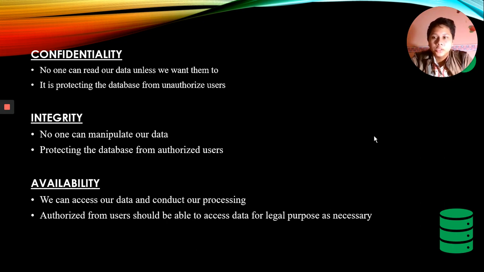The second one is integrity. No one can manipulate our data, protecting the database from unauthorized users. For example, an employee should be able to modify his or her own information. The third one is availability. We can access our data and conduct our processing. Authorized users should be able to access data for legal purposes as necessary. For example, payment orders regarding taxes should be made on time according to the tax law.